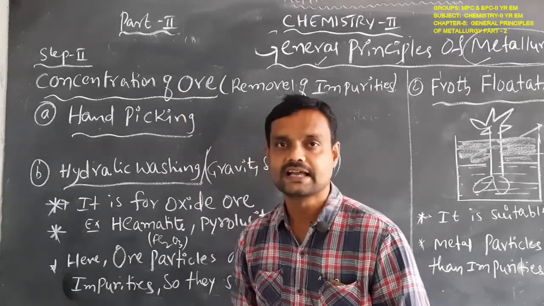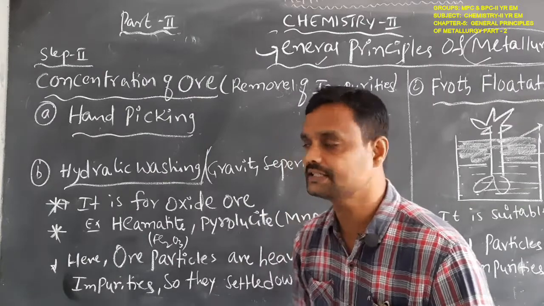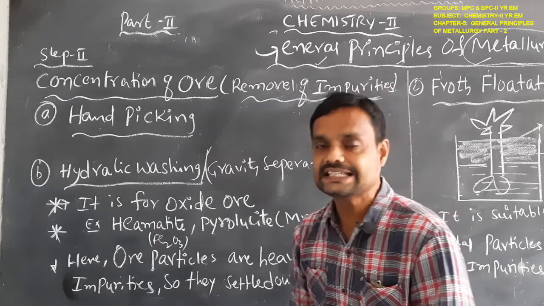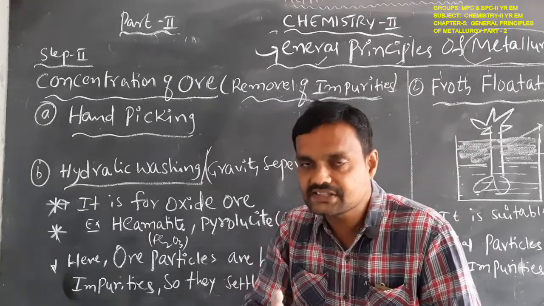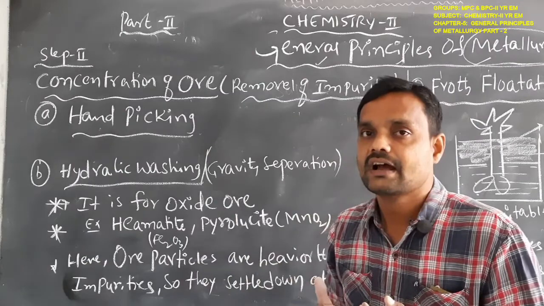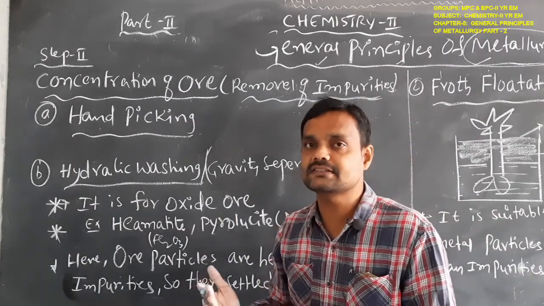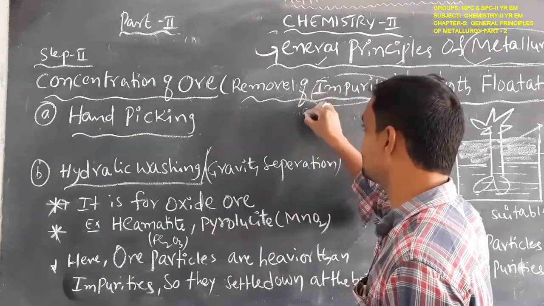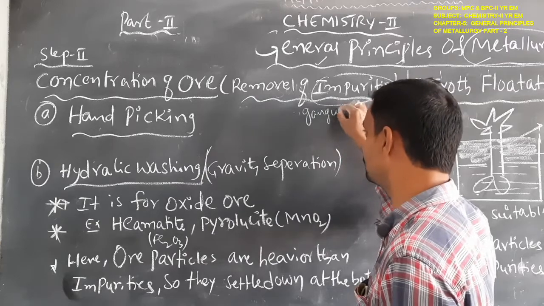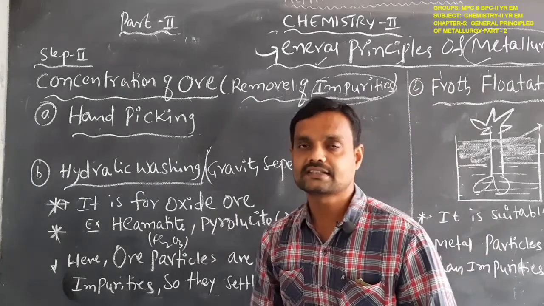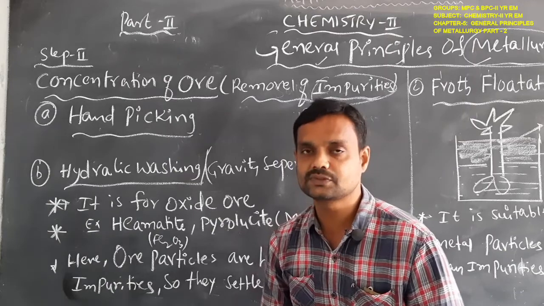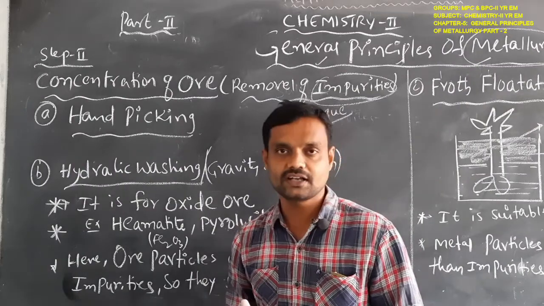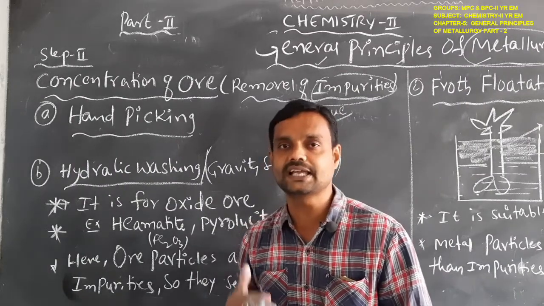Simple meaning, students, concentration of ore means here we remove the impurities. Okay, concentration of ore means the ore percentage will increase. How will the ore percentage increase? We remove the impurities. Impurities are called by the terminology gangue. Concentration of ore means we remove the impurities. So there are different methods for increasing the ore concentration.